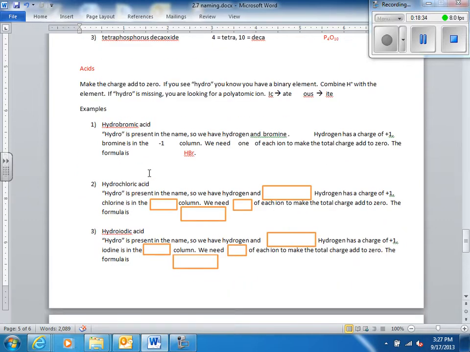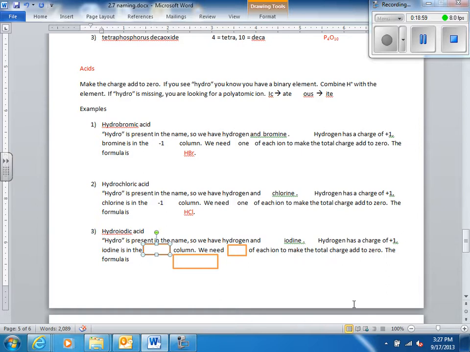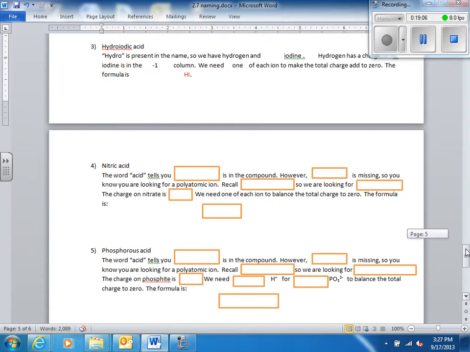Okay, hydrochloric acid says we have binary because hydro's in the name. What's the second element? Chlorine, which is, hydrogen's always in the +1 column. Chlorine is in the -1, so we need just 1 of each to make it add to 0, so HCl. Hydroiodic, hydrogen and iodine. Hydrogen +1, iodine, look it up, -1. We need 1 of each, and the formula is just HI, very simple.